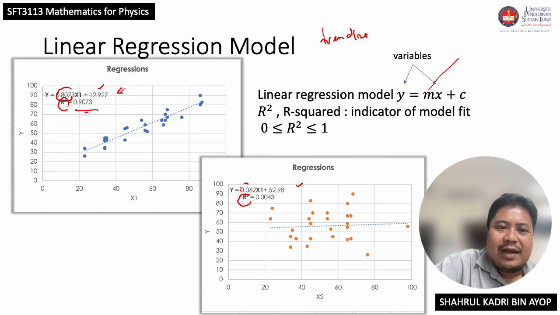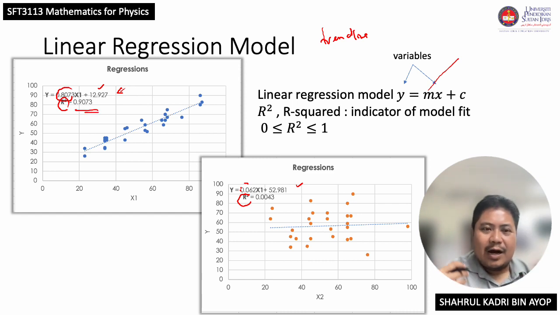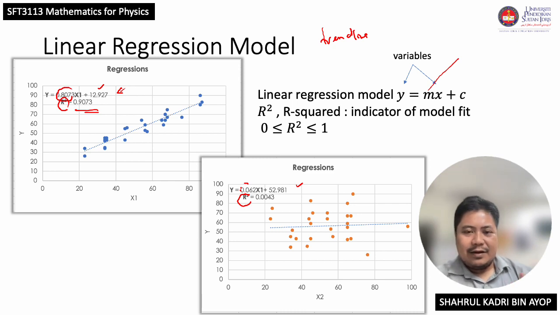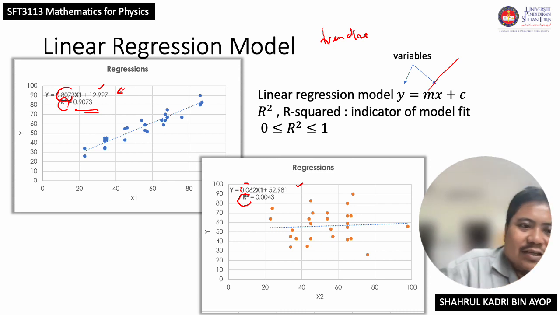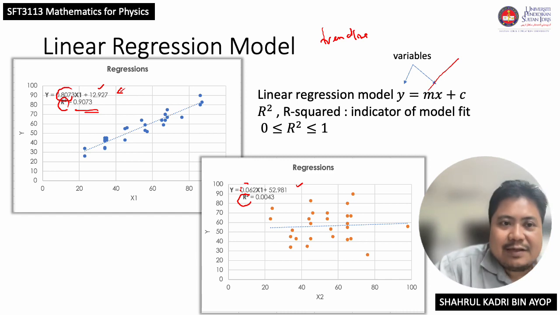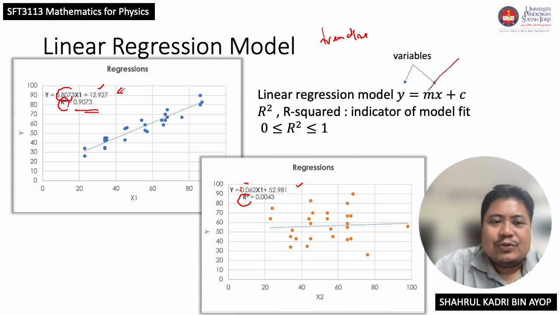And this R squared also represents how linear the relation between y and x is. So this is 0.9, which is very high. That means it's very close to the linear fit. This one is a really low fit.